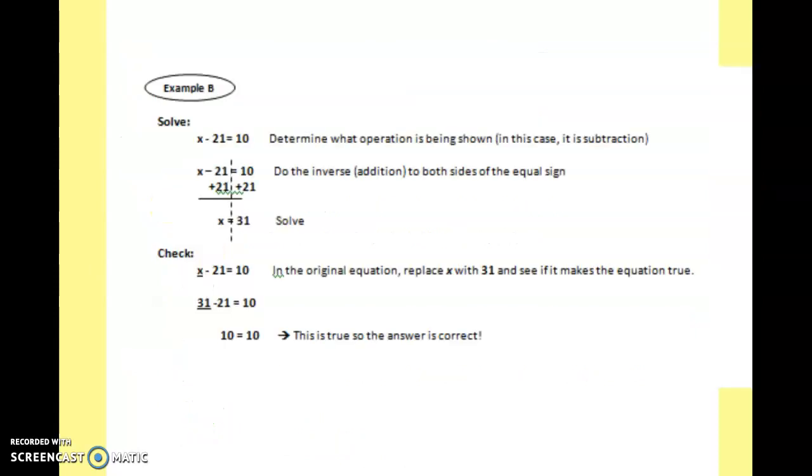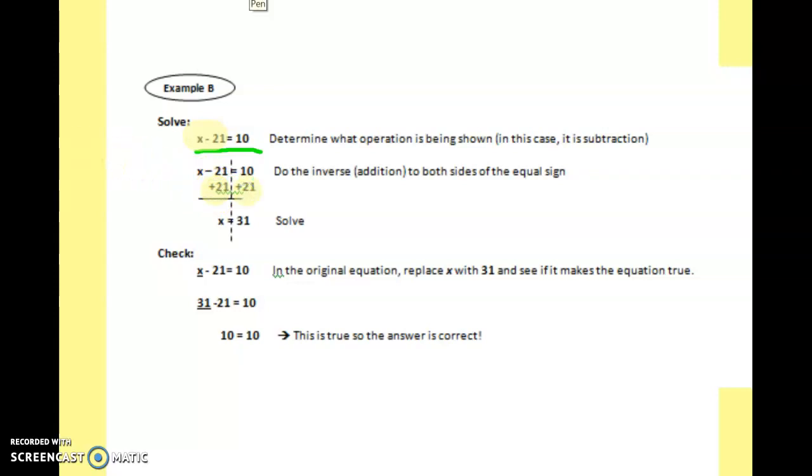All right, taking a look at example B. So there are 4 operations, right? So we're going to take a look at all 4 operations in the equation. If I look at example 2 here, here's my original equation. You have to think of these steps in your head, determining what operation is being shown. So again, if I look at the left-hand side, here's where my variable is. It is subtraction. So to undo it, I'm going to use my inverse and add on both sides. So I add 21 on the left and I add 21 on the right.